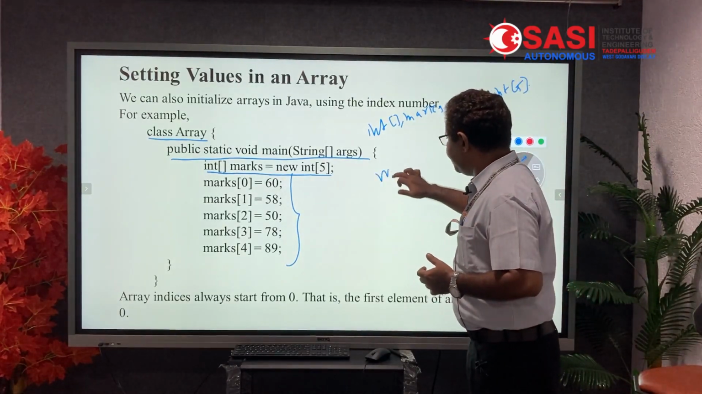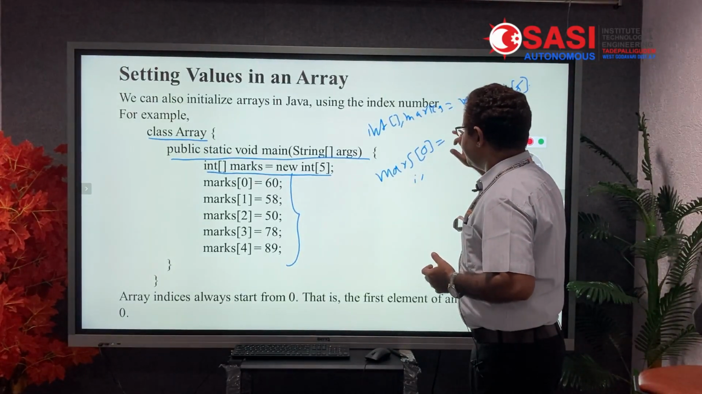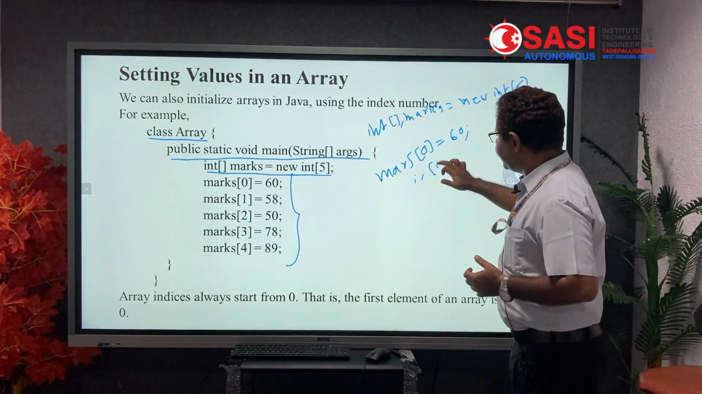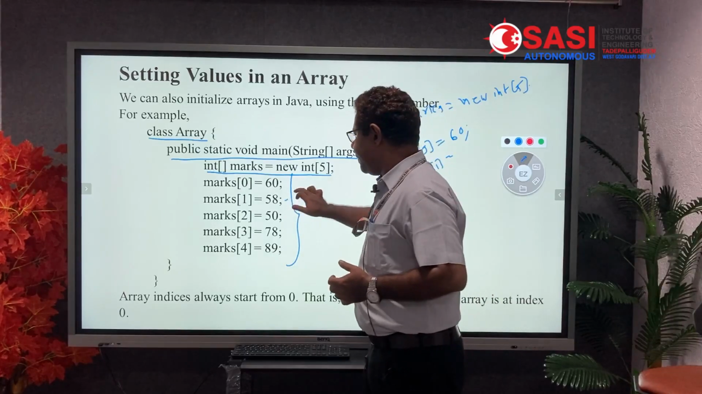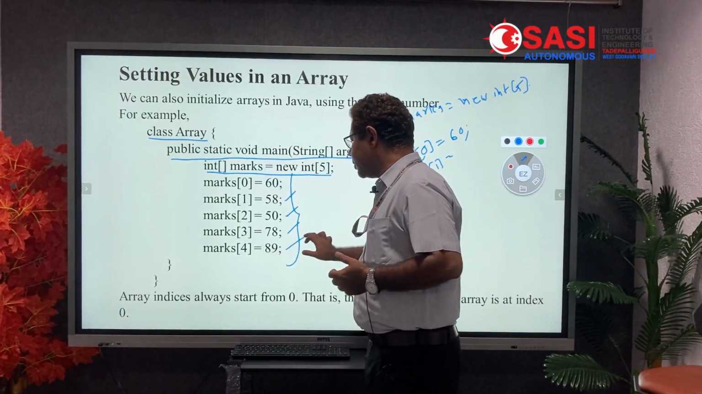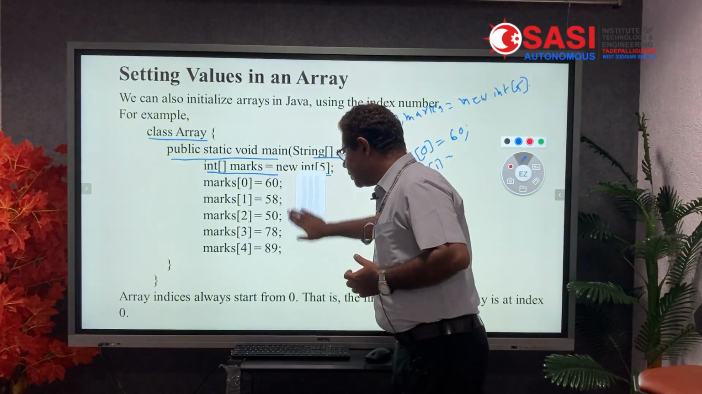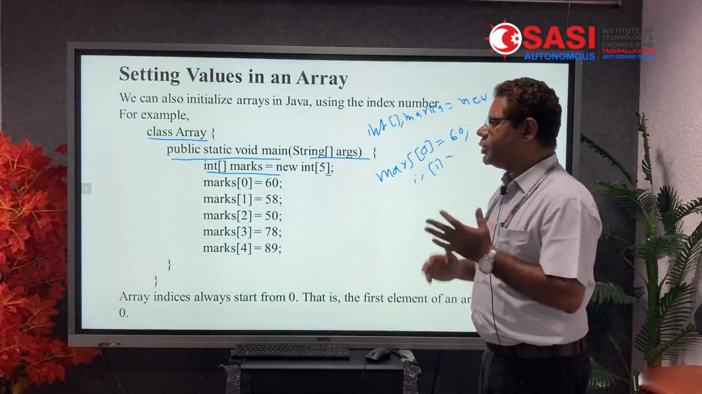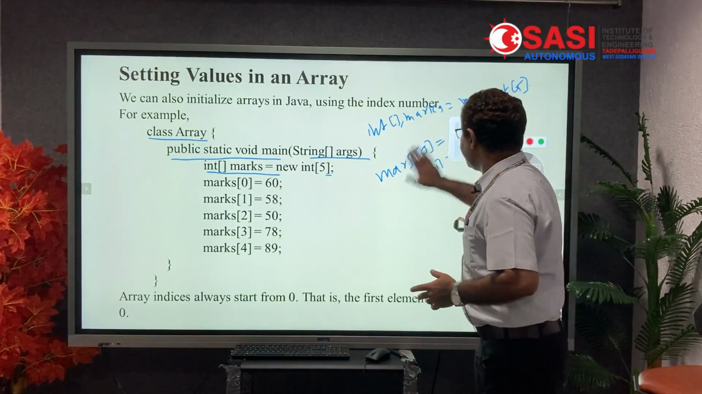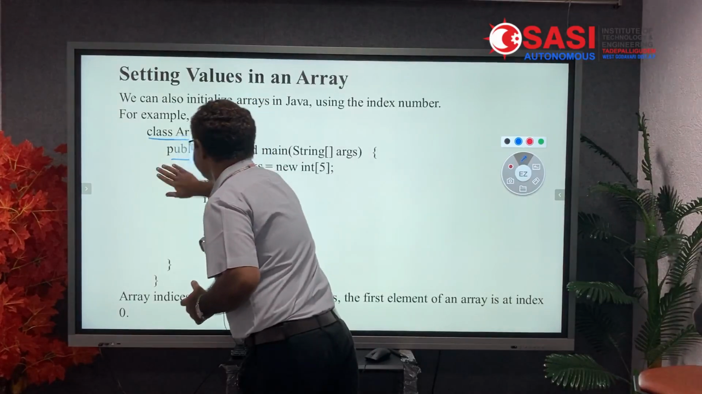So in marks of 0, the 0th place, we are storing the value 60. Next, in place 1 we are storing 58. Next second place 50, third place 78 and the fourth place 89. So these 5 values are contiguously stored in the array, in memory. Here the index starts with 0.